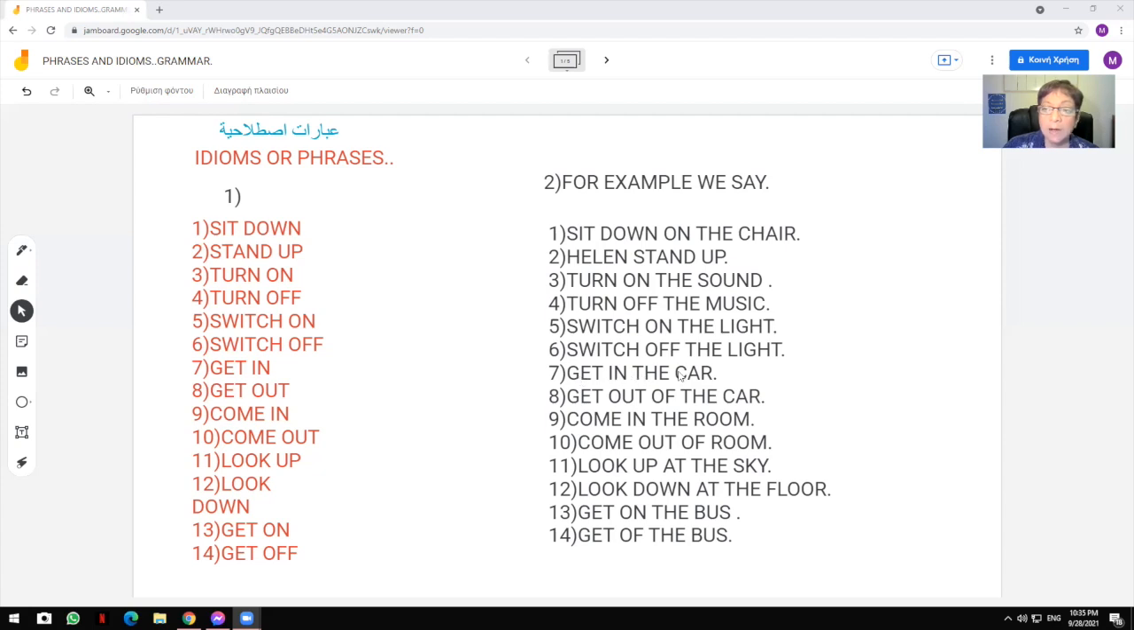Get in the car. Get out of the car. Come in the room. Come out of the room. Look up at the sky. Look down at the floor. Get on the bus. Get off the bus. Okay, till now. Let's go next.